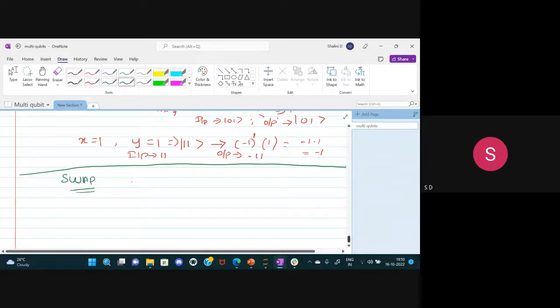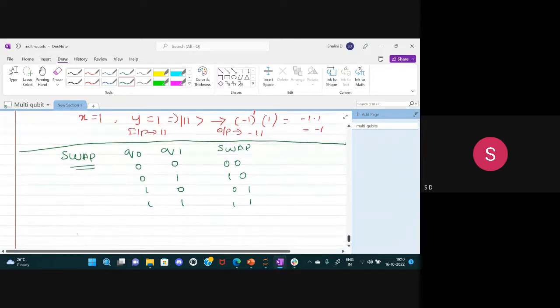So we have Q0 and Q1: 0 0, 0 1, 1 0, 1 1. If we apply swap, what will happen? You will get the same 0 0, then 1 0 here, you will get 0 1, and you will get the same 1 1 here. To get the matrix for this, 0 0, as I explained this morning, means 1 0 0 0.